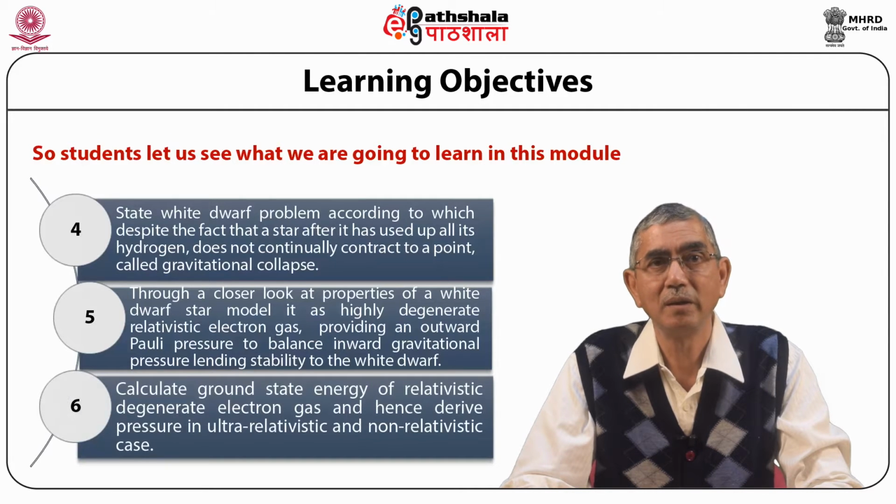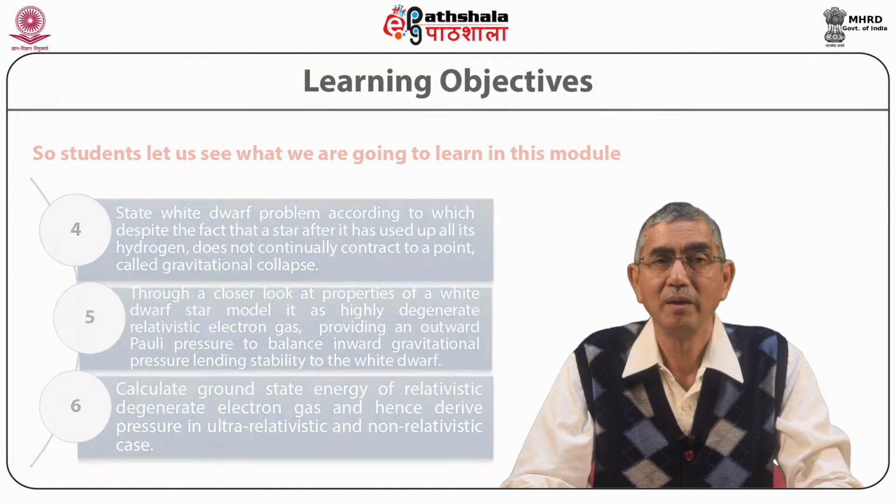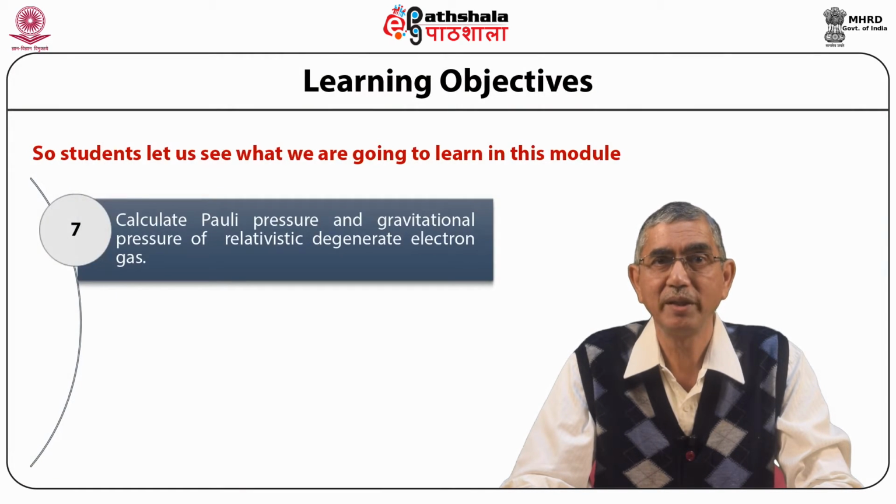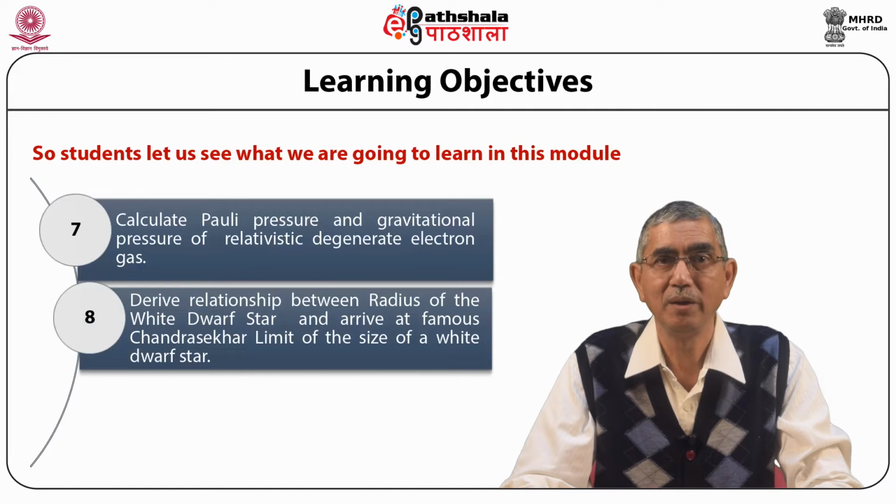Calculate ground state energy of relativistic degenerate electron gas and hence derive pressure in ultra-relativistic and non-relativistic cases. Calculate the Pauli pressure and gravitational pressure of relativistic degenerate electron gas. Derive the relationship for the radius of the white dwarf star and arrive at the famous Chandrasekhar limit of the size of a white dwarf star.